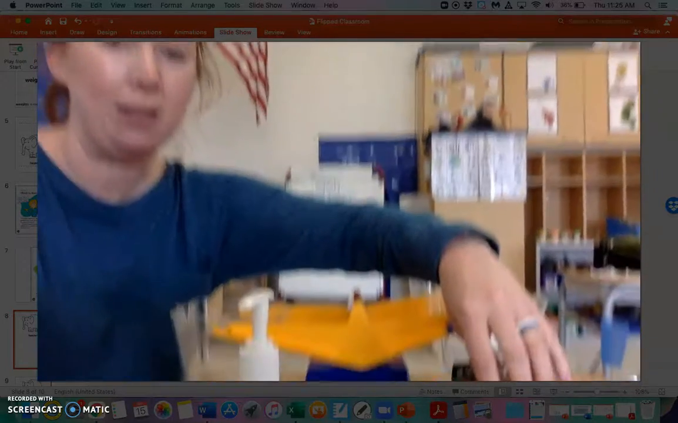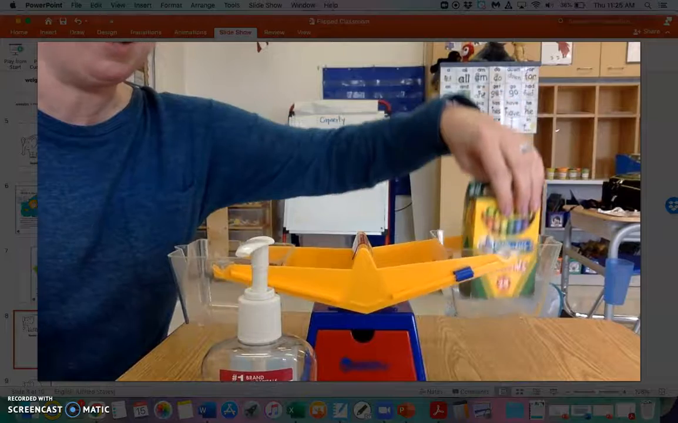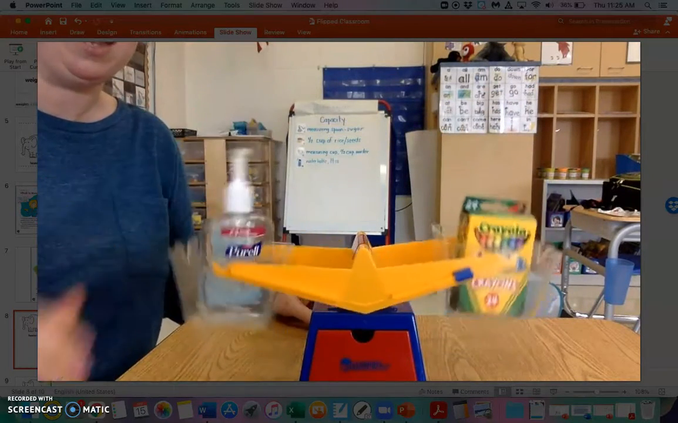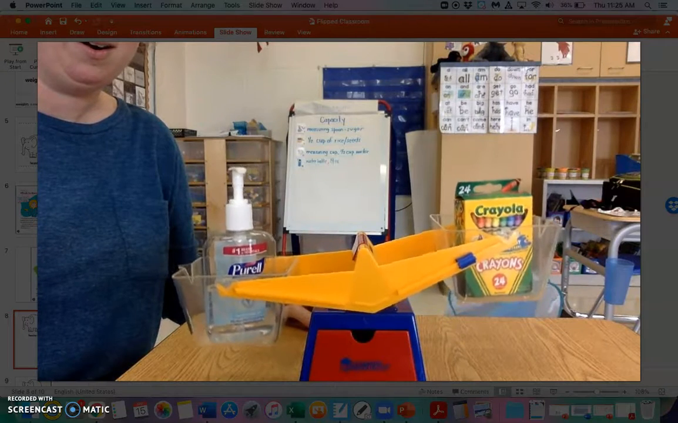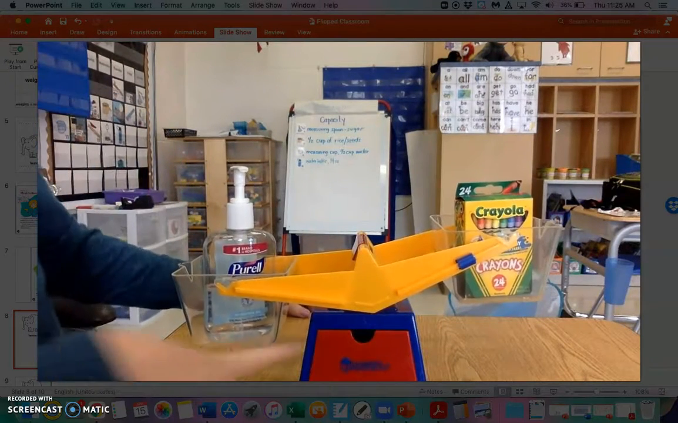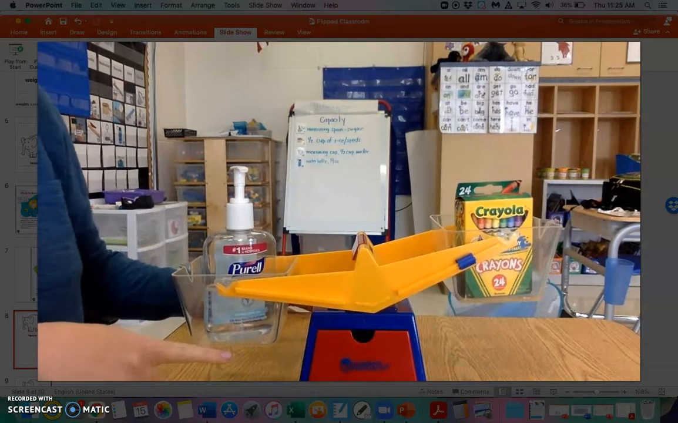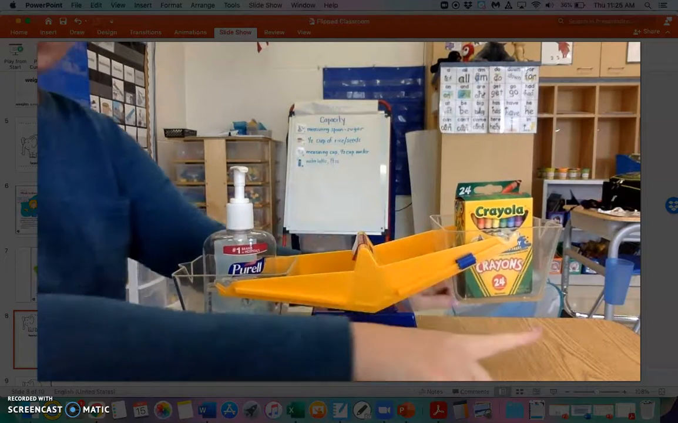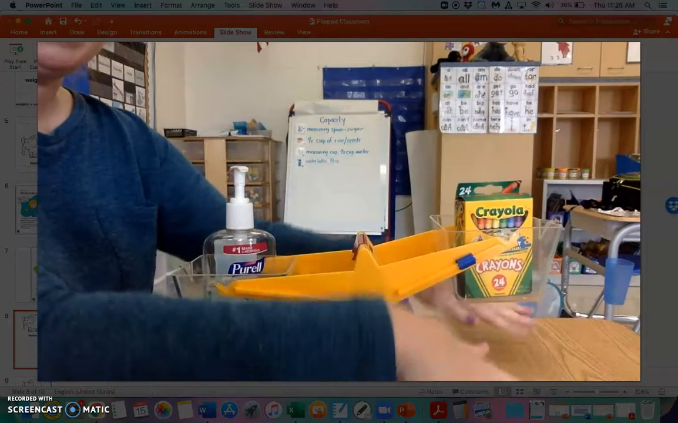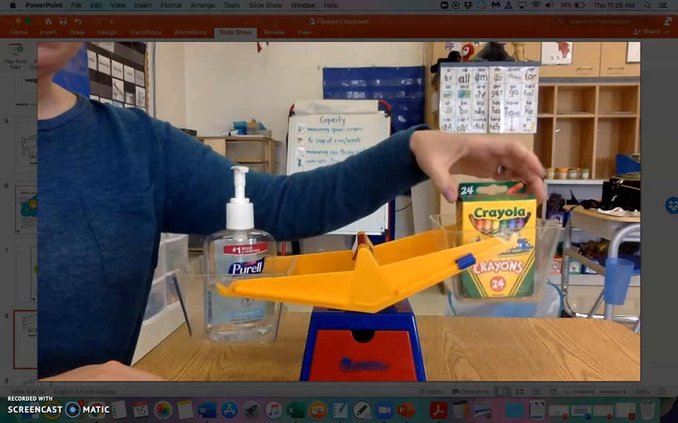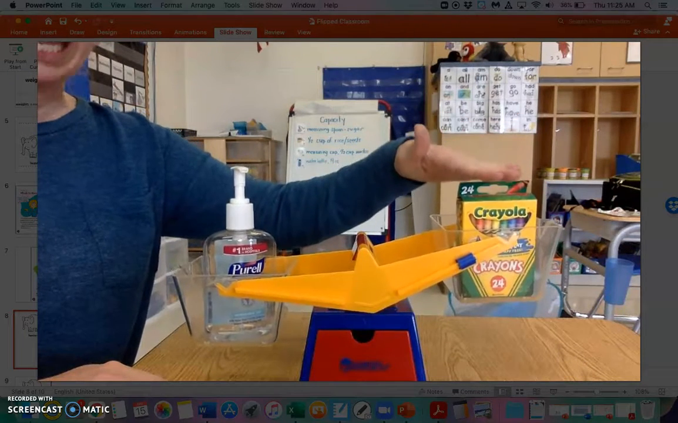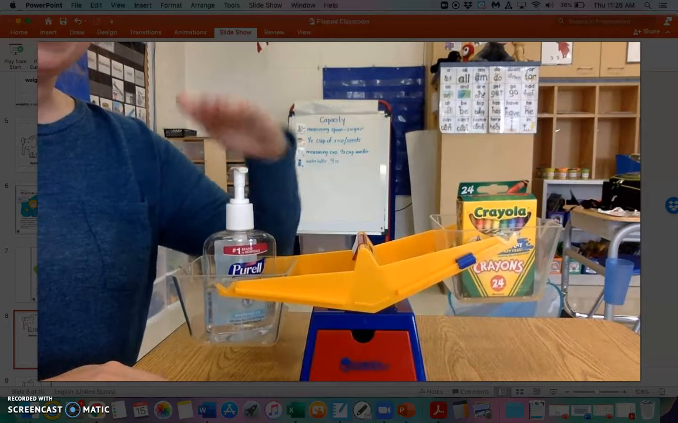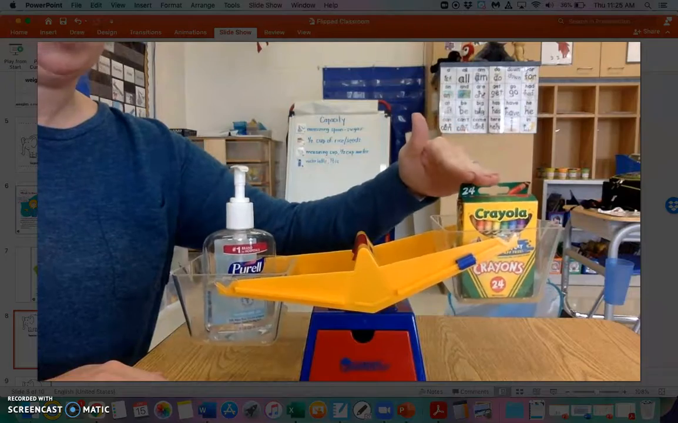All right, let's take a look at the balance. I'm going to carefully place the crayons on one side. See how it went down? And then I'm going to put the hand sanitizer in the other side. If you look, you can see that the hand sanitizer went down. It is heavier. The crayons on this side are lighter. So I can use the comparing words and say the crayons are lighter than the hand sanitizer. That means the hand sanitizer is heavier than the crayons.